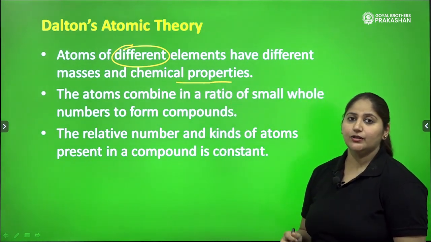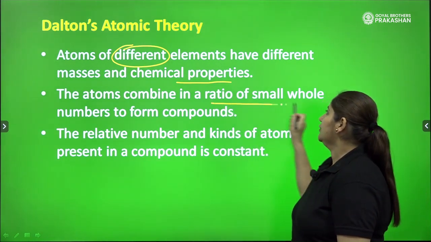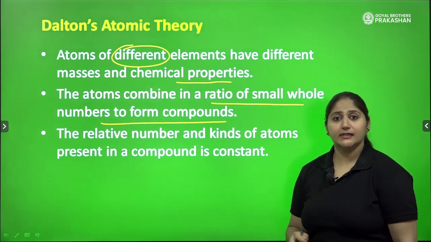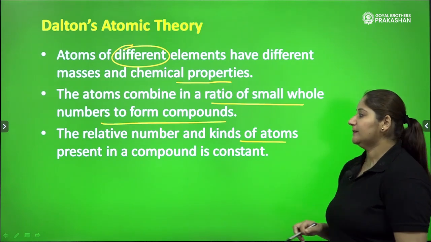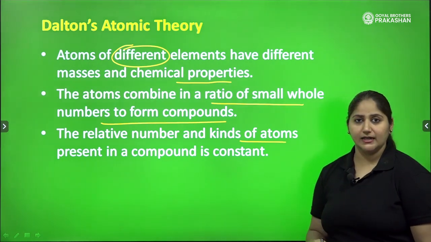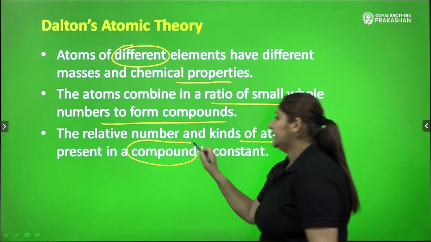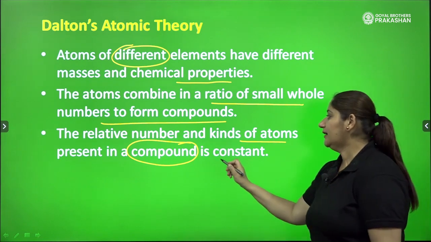The fifth postulate he said was that atoms combine in a ratio of small whole numbers to form compounds. The sixth postulate he said is that the relative number and kinds of atoms present in a compound is constant. Means in a fixed compound, there must be a fixed number of particles present. That's why they are constant.